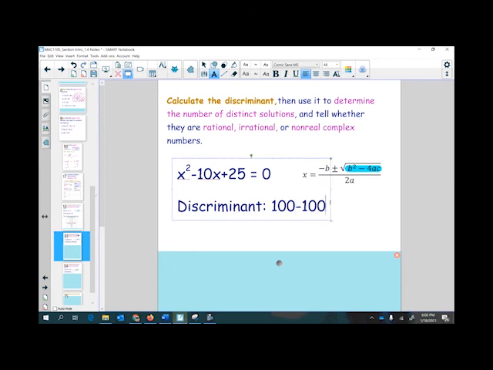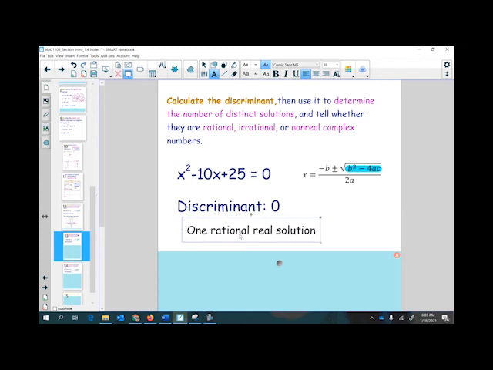So what do we get? 100 minus 100 equals 0. And now, if I put a 0 underneath this square root, then the square root of 0 is 0. So that makes the plus minus part disappear, because it doesn't matter, plus and minus 0. So then what we figure out is we only get one solution for this, right? And since there's nothing left underneath the square root, the square roots are all going to go away, so it's rational, right? So we're going to get one rational, real solution.